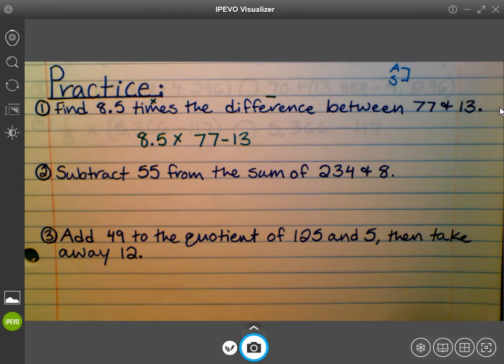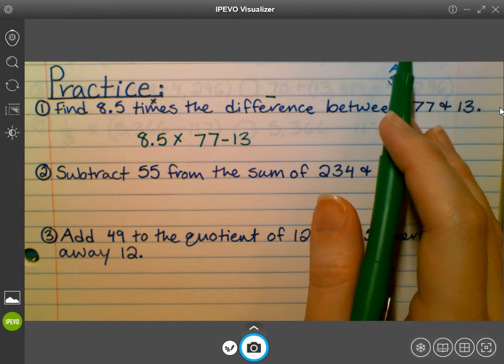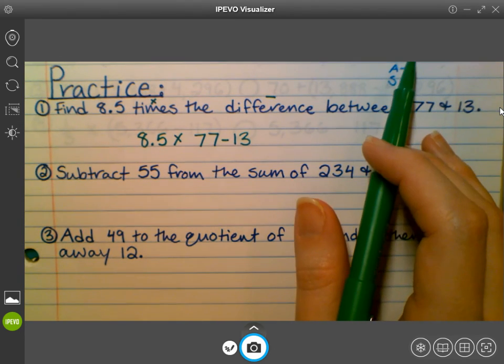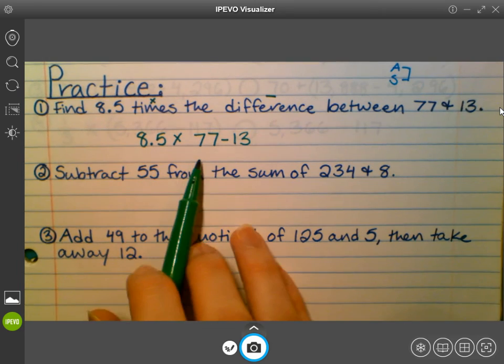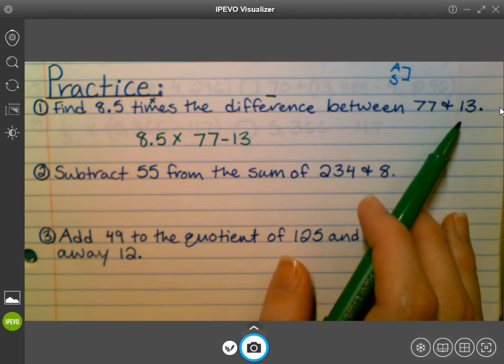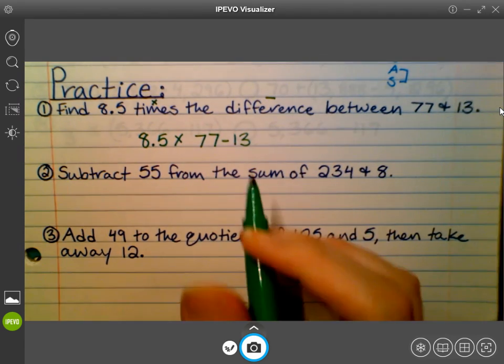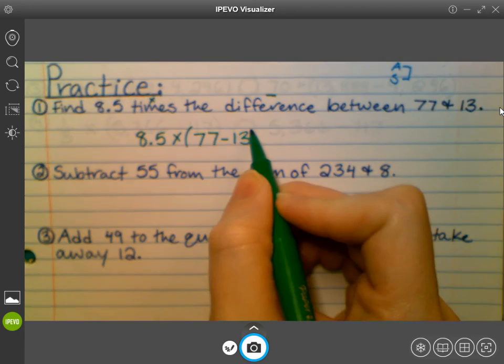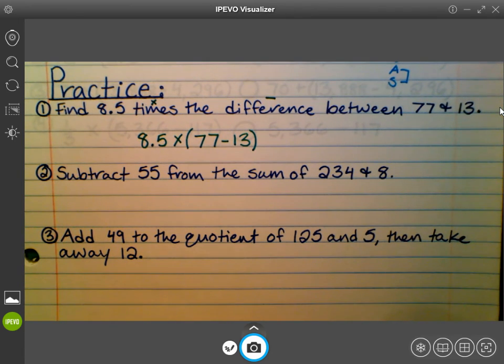Now, I need to do one of these steps before the other, because if I look at just PEMDAS, I do parentheses, exponents, then I multiply before I subtract. Well, it says I need to multiply the difference between 77 and 13, which means I need to subtract 77 and 13 first. So that's what I would put my parentheses around. Give me a thumbs up if that's what you got. Did anyone get the order right, but just maybe put the parentheses around the wrong ones? That's okay. As long as you're getting the order right, that's a great first step. This is our first day writing these out.